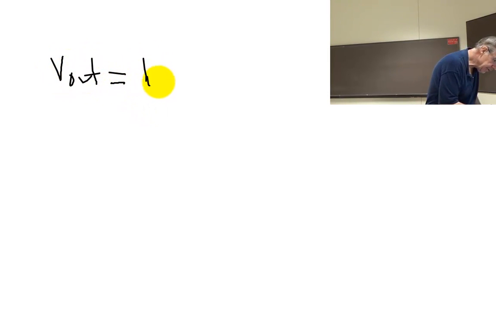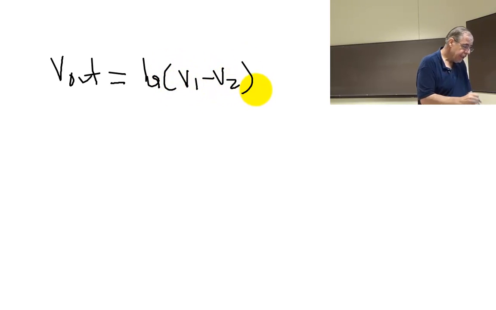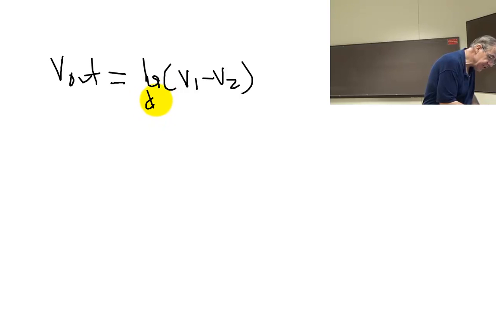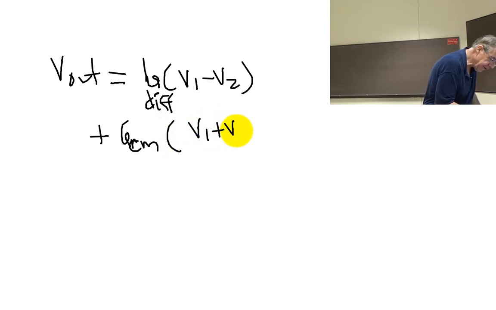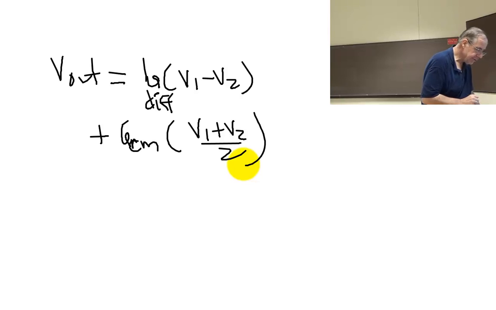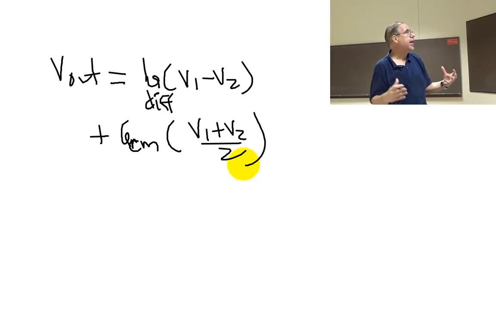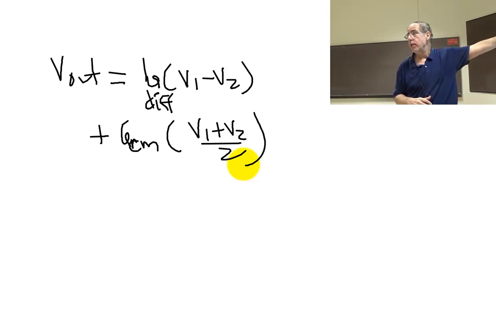Okay, so with a differential amplifier, V out equals some gain times V1 minus V2. We're going to call this the differential gain. And whenever we build one, we also get what's called the common mode gain, just because it happens. And the average of the two is that. And so whenever we actually build an amplifier, we actually get some common mode gain.